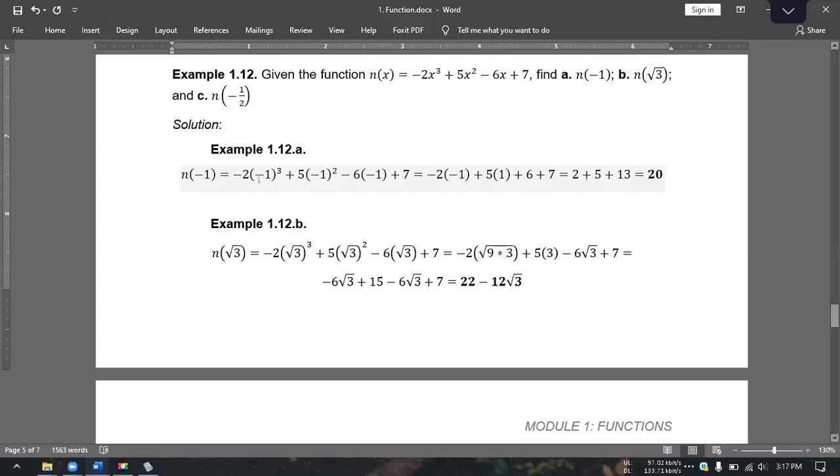So, substituting negative 1 in place of x, we have this line, and cube of negative 1, negative 1 times negative 1 times negative 1, will give us negative 1. So, we have negative 2 times negative 1. And square of negative 1 is positive 1. And then, negative 6 times negative 1 is positive 6. And then we have plus 7. And then applying basic arithmetic, we'll have 20 here. So our solution for letter A is 20.